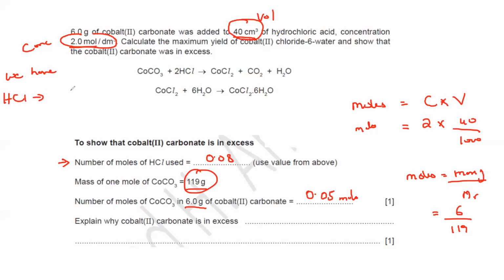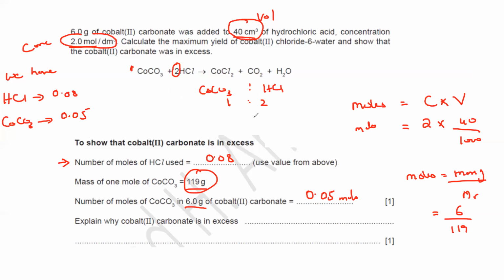So what we have: how much HCl do we have? 0.08. And we have cobalt carbonate, and how much is it? That is 0.05. Now we want to determine that cobalt carbonate is in excess. Excess means more than enough or too much. So, these are the quantities which we have. Now we'll compare the ratio between cobalt carbonate, which is 1, and HCl, 2. So cobalt carbonate and HCl, the ratio between them is 1:2.